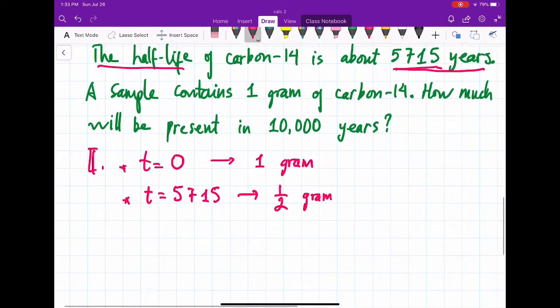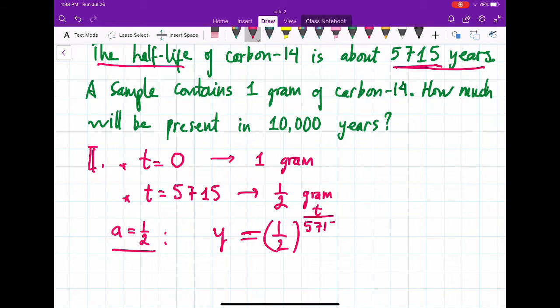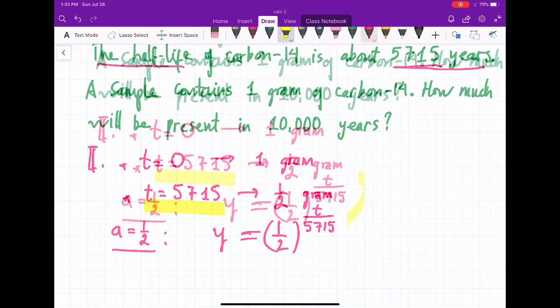In this case, I would like to use an exponential function with the base 1/2. With the base 1/2, that means I pick a equal to 1/2, and I consider the function y equal to 1/2 to the t divided by 5,715. Why do we need to divide by this number? Because based on this observation, if you put t equal to 5,715, you get exactly 1/2.